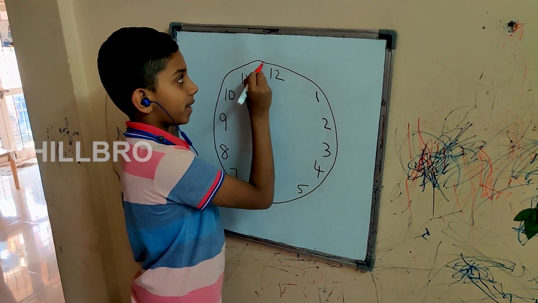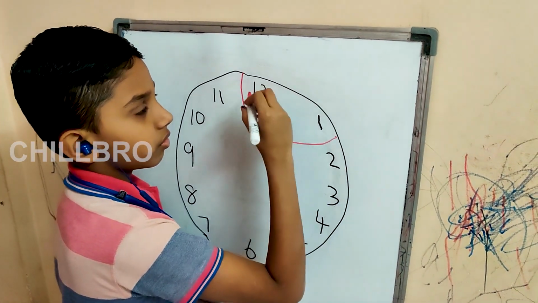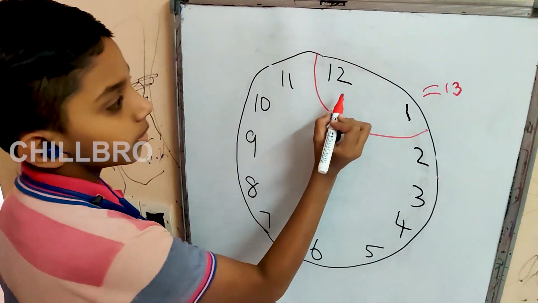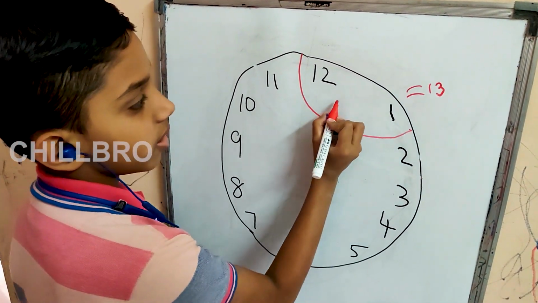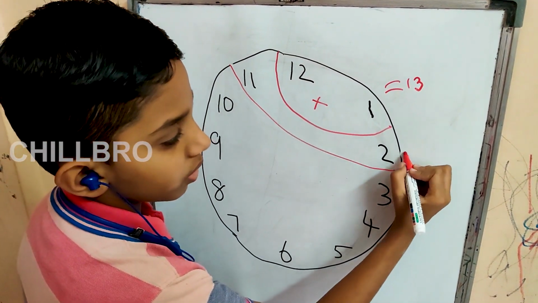The next magic of the mathematics equals 12 plus 1 equals to 30. So 12 plus 1 is equal to 30. 11 plus 2 equals to 13.